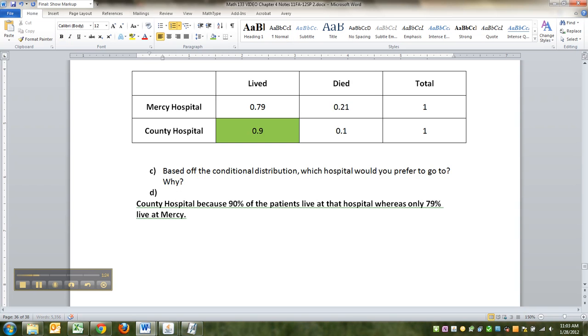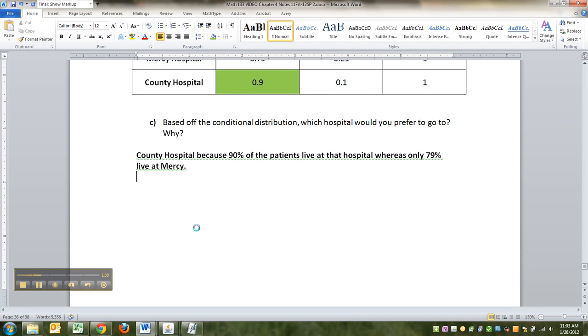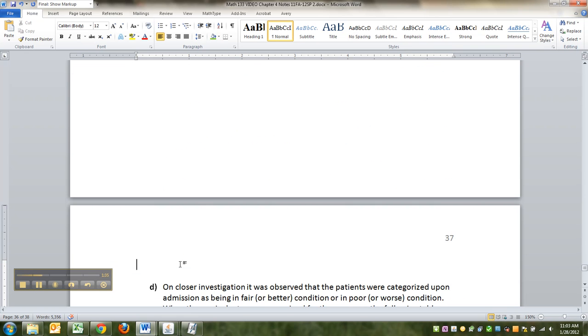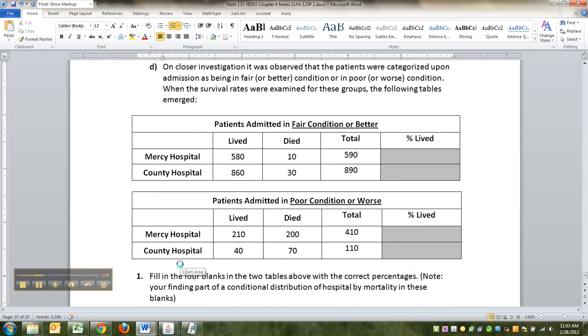Seems kind of simple, right? Well, that's where the tricky part comes in. You actually should pick Mercy. Now I'm going to show you why. It's called Simpson's paradox. All right. So suppose we look at the data just a little bit more deeply, and we look at the number of people that have been brought in fair condition or better, and poor condition or worse.